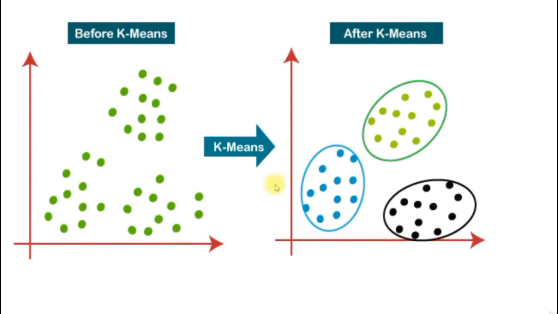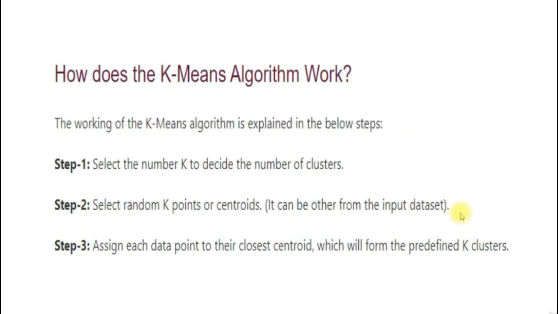Before applying k-means clustering, this is a simple scatter plot of the data that we had. Once we performed k-means clustering on this data, we have something like this. So this one is considered as one single blue cluster. This green one is the second cluster on the top, and the third cluster is the black dots that we have on the right-hand side.